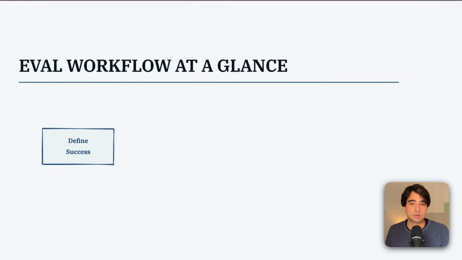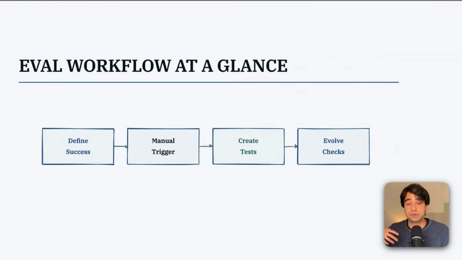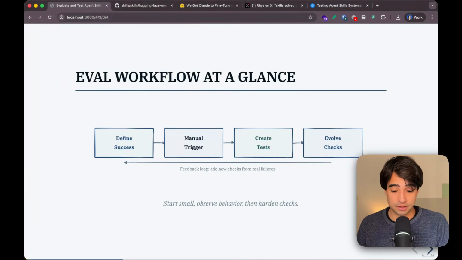So here's what the workflow is going to look like at a glance. First, we define what our skill is going to do. We trigger it manually. We create some tests to make sure that what we have already validated keeps working. And we just continue evolving the tests so that we don't ever break it. And that's going to be the life cycle of our skill.